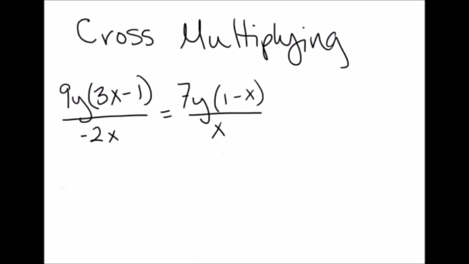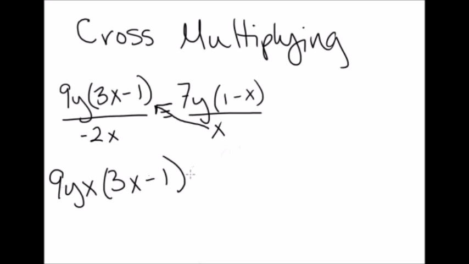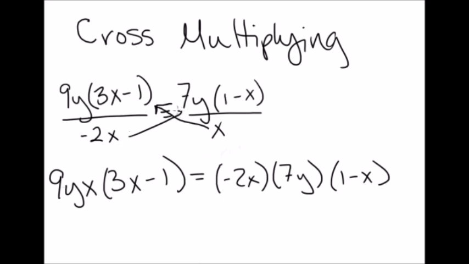So here's a final practice problem for today. Just go ahead and cross multiply this. So to do that, I will just take the x to the other side. I get 9yx times (3x - 1) equals negative 2x times 7y times (1 - x). So I've moved that to the other side. We could simplify it further, but that's the easy first result from cross multiplying.